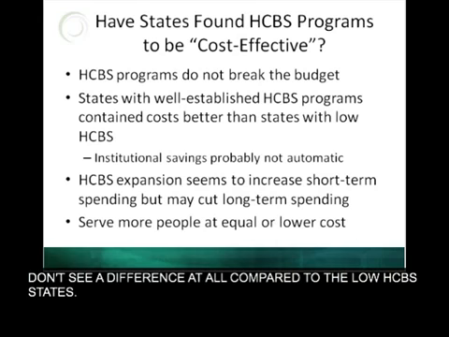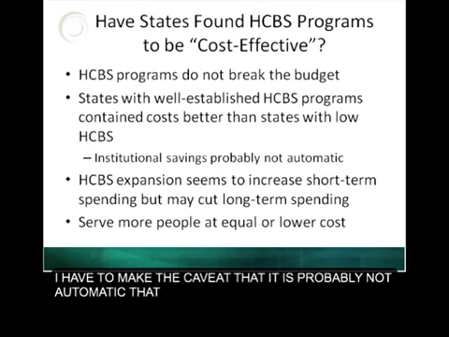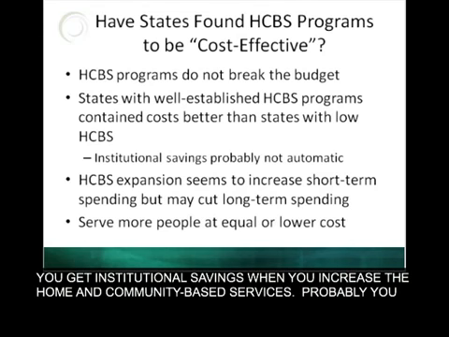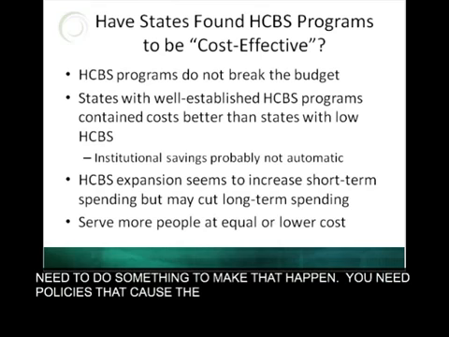And it's also pretty clear that states with well-established home and community-based services programs contain costs better than states with low HCBS. I have to make the caveat that it's probably not automatic that you get institutional savings when you increase your home and community-based services. Probably you need to do something to make that happen. You need to institute policies that cause nursing home expenditures to go down.